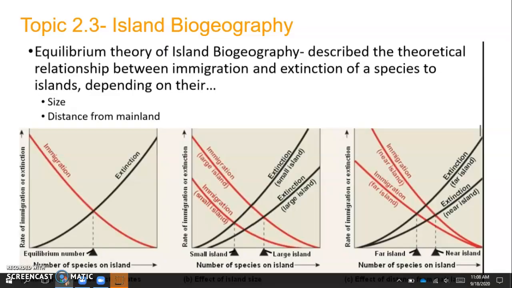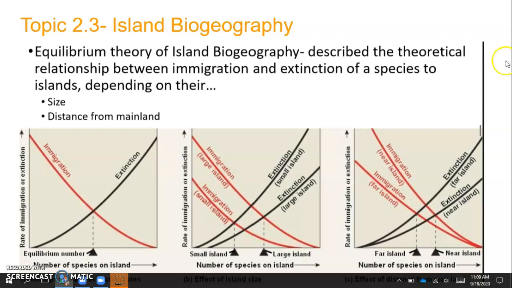So when we talk about island biogeography, first of all, we know that islands are pieces of land that are separate from a mainland, right? And they are completely surrounded by water. Islands tend to be colonized by different organisms, and the rate of colonization and the success of those organisms are dependent upon the size of the island and how close the island is to the mainland. So we've got something called the equilibrium theory of island biogeography. This is just the theoretical relationship between immigration and extinction of a species to islands, which depends on their size and their distance from the mainland.